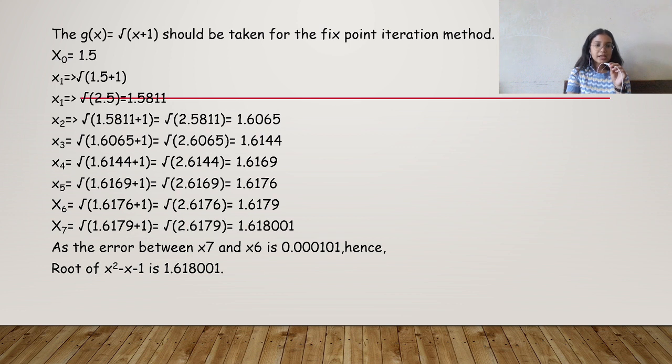1.618001, as the error between x7 and x6 is 0.000101. Hence, the root of x square minus x minus 1 is 1.618001.